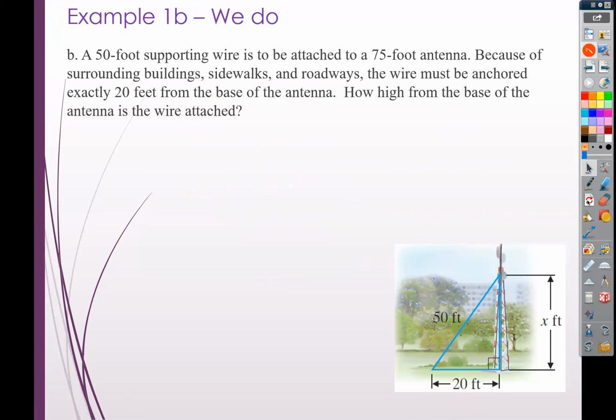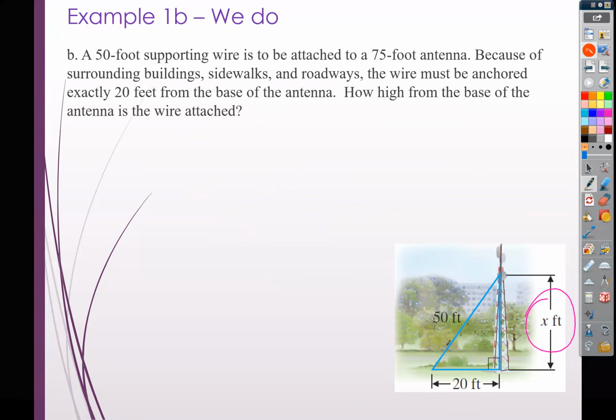1b says a 50-foot supporting wire is to be attached to a 75-foot antenna. Because of surrounding buildings, sidewalks, and roadways, the wire must be anchored exactly 20 feet from the base of the antenna. How high from the base of the antenna is the wire attached? So you can see you're looking for x over here. 50 is across from the right angle, so that's my hypotenuse. So I'm going to say x squared plus 20 squared equals 50 squared. Again, because 50 is across from the right angle.